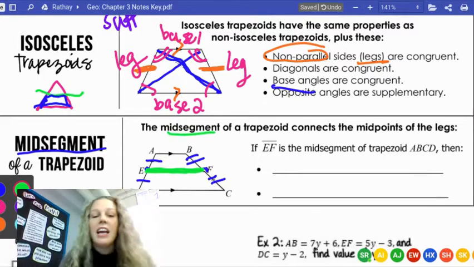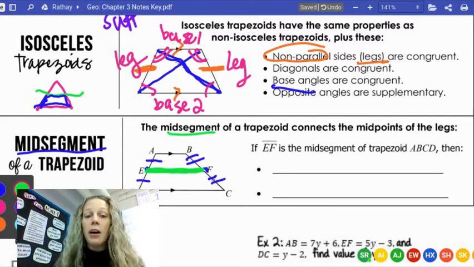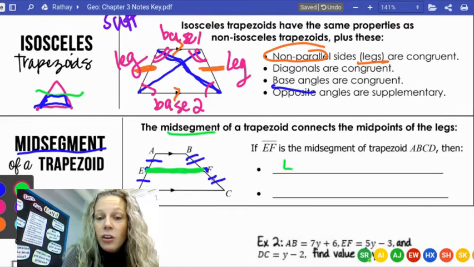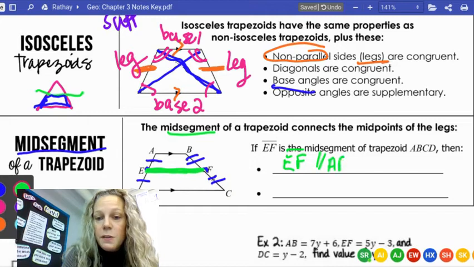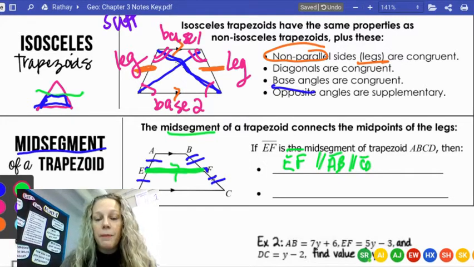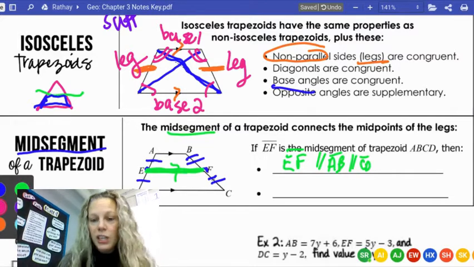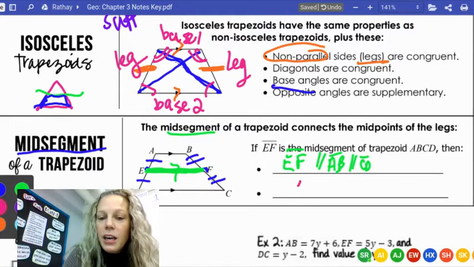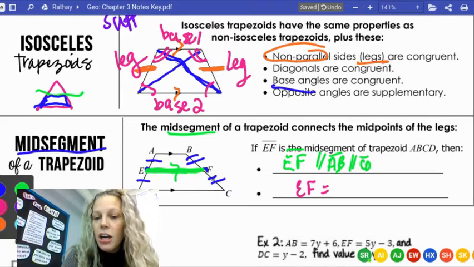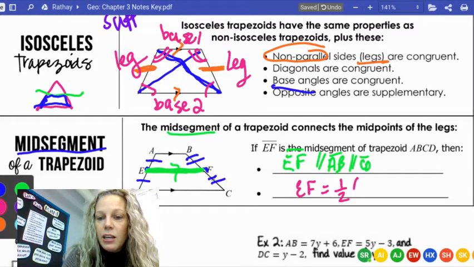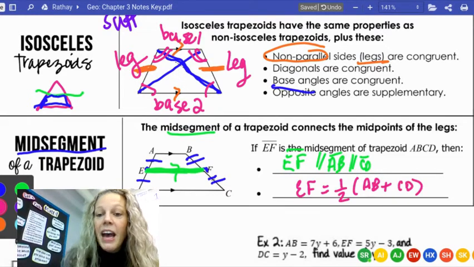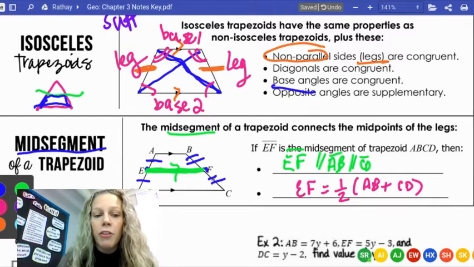It's in the middle. It has some special properties. When I draw in that mid-segment, I know that it is also parallel to the sides of the trapezoid. So EF is parallel to AB, which is also parallel to CD. All three of these segments have to be parallel. Next property, this has to do with length. It's in the middle, right? So its length is in the middle. So EF is the average of AB and CD. So to calculate it would take half of AB plus CD. I'm averaging those two lengths to find the middle length, the length of the mid-segment.